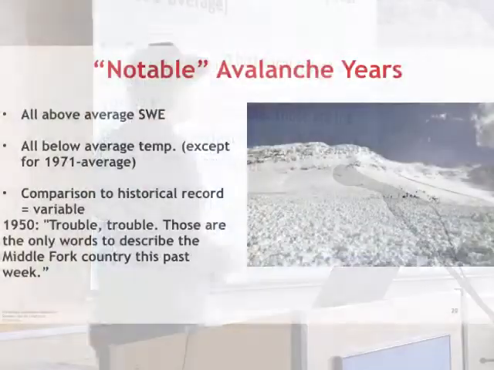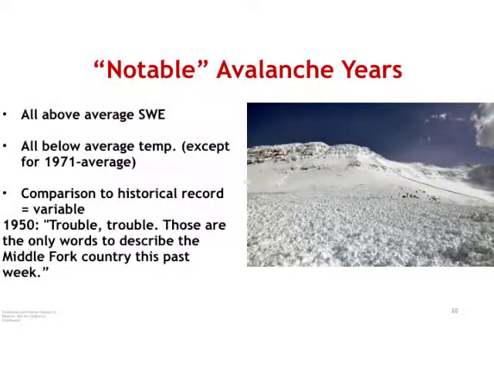So from the tree ring record, our notable avalanche years all had above average SWE. They all had below average temperatures, except for the year 1971, which was average. Now we compare it to the historical record. And so when we compare it, it's kind of variable.